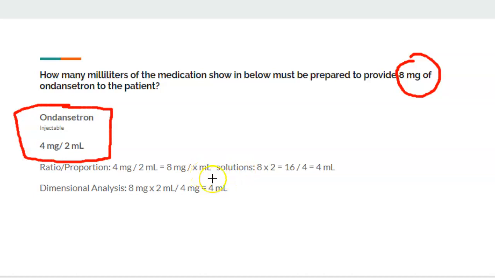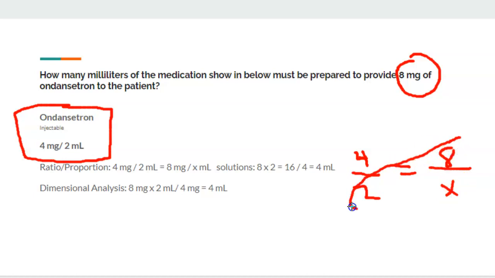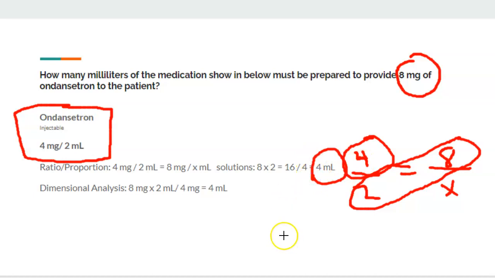So our solution is, if we set that up, 4 over 2, and set that equal to 8 over X, because we don't know that, right? We're going to cross multiply here, and we're going to divide here, okay? So 8 times 2 equals 16, and then divide by 4, it gives us 4 milliliters, okay?